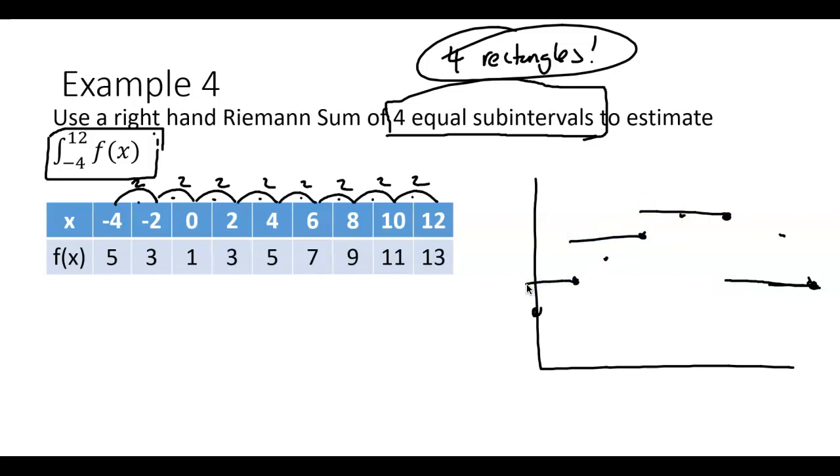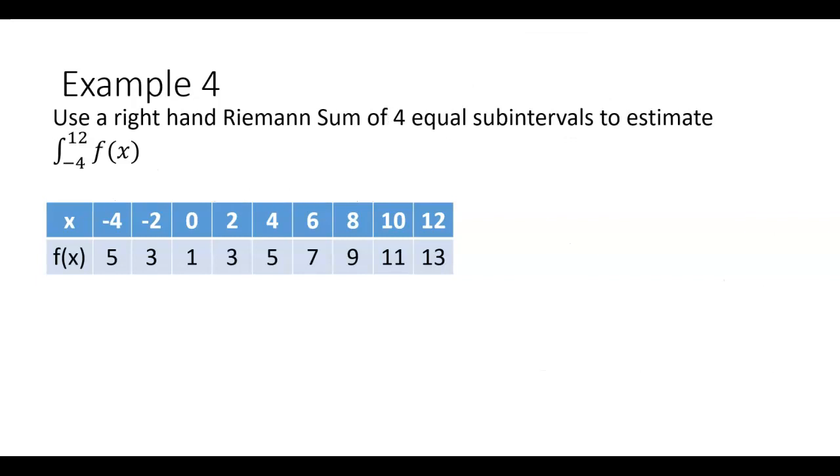And that way we're going to end up with 4 rectangles instead. Okay? So sometimes they specify that they only want a certain number of rectangles. So let's go ahead and take a look at how do we do that.